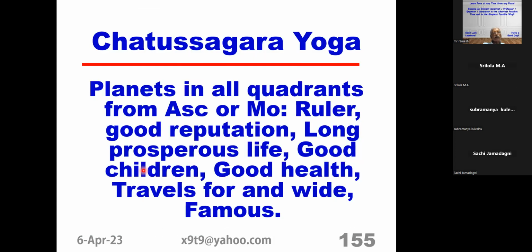Chatusagara Yoga: planets must be in all quadrants, either from the ascendant or from the Moon. If somebody has this, they will be rulers, with good reputation, a long prosperous life, good children, good health, and they travel far and wide and become famous. Chatusagara Yoga.